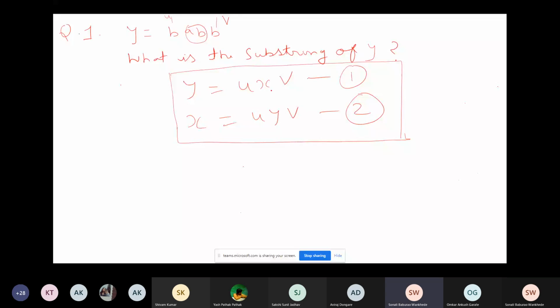So here my question is y is equal to BABB. Now what is the substring of y? It's very simple, right? The substring of y is AB. Why? Because everything is expressed in this form. So just remember this, guys.